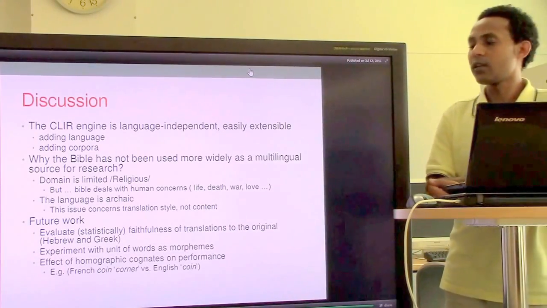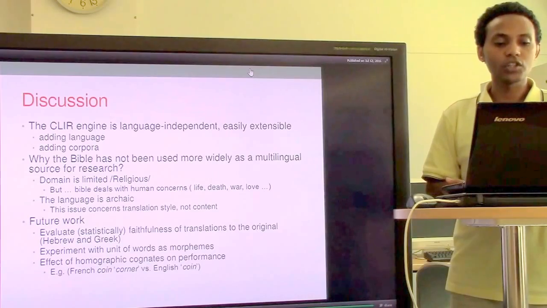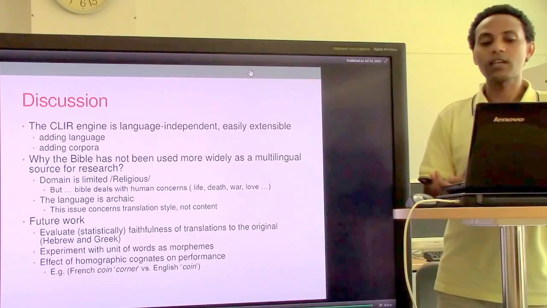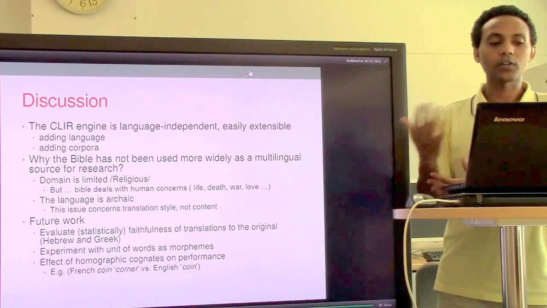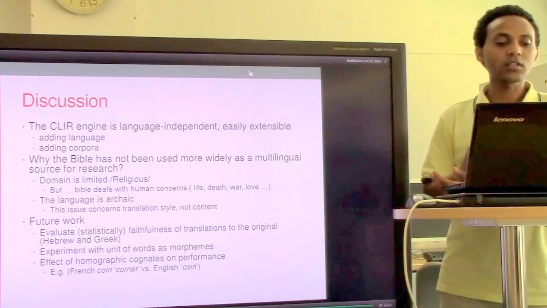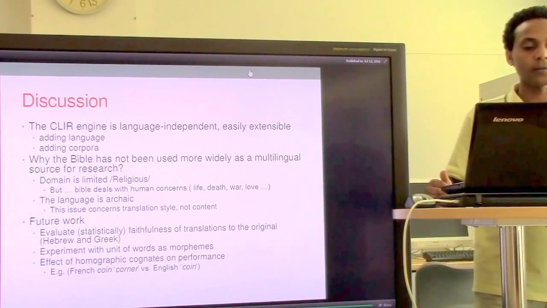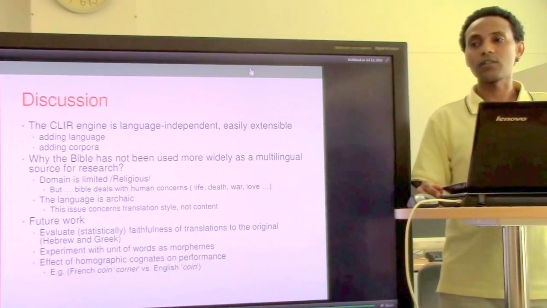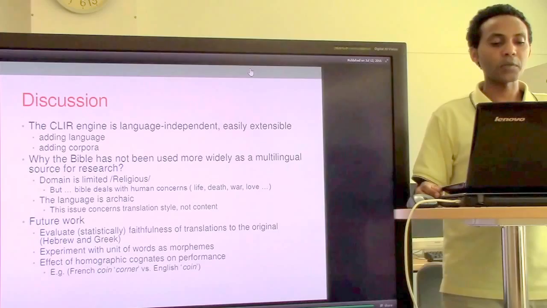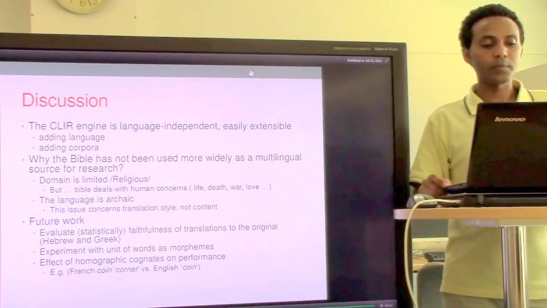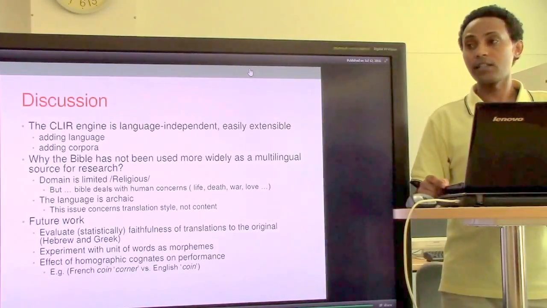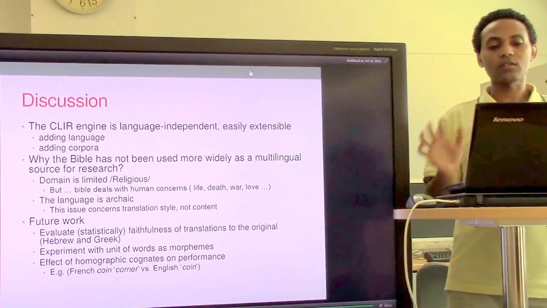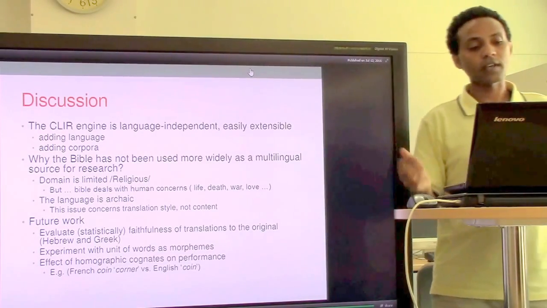So in conclusion, the CLIR engine is language independent, and it's easily extensible. You can easily add other languages, and you can also expand the corpora. And why has the Bible not been used widely as a multilingual source for research? This was the question that they wanted to answer from the beginning. Some of the reasons are because the domain is limited. That's the impression of other researchers, because it's a religious document, so the domain is limited to religious text or context.